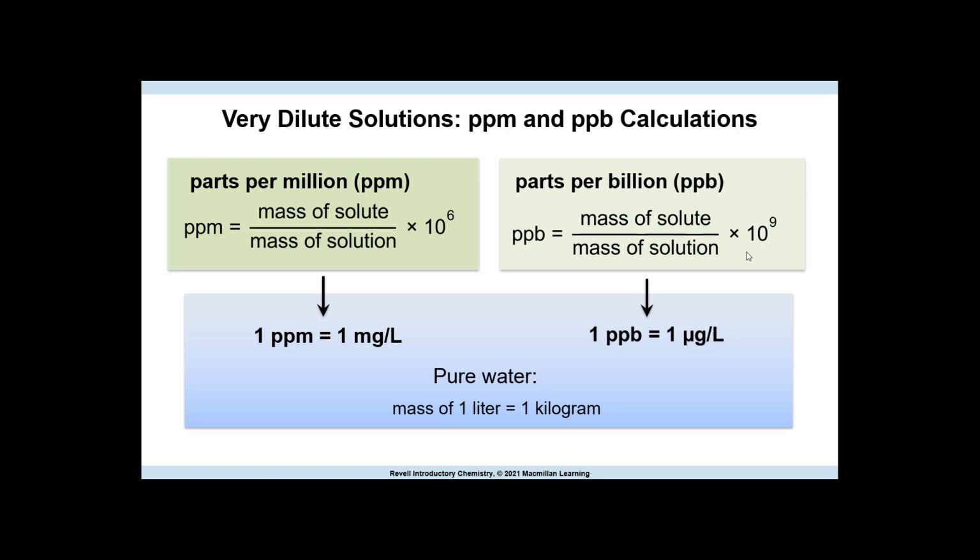By definition, 1 liter of pure water at 4 degrees Celsius has a mass of exactly 1 kilogram. Under these conditions, 1 part per million means 1 milligram of solute per liter of solution. Similarly, 1 part per billion means 1 microgram of solute per liter of solution. So what this is saying is that you can convert this to this and use this as a conversion, and from this to this and use this as a conversion, which we'll do.